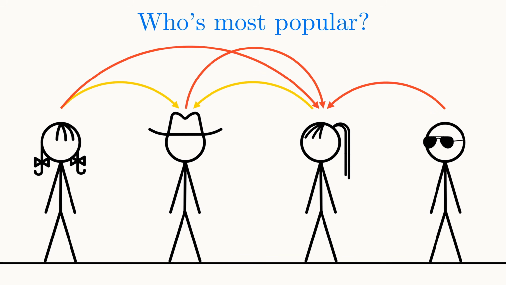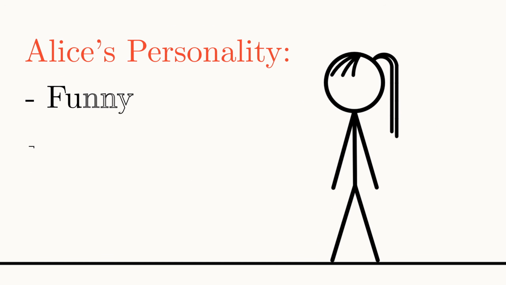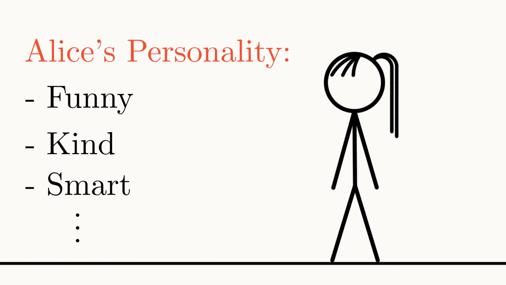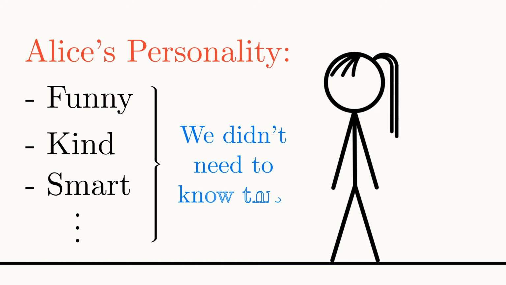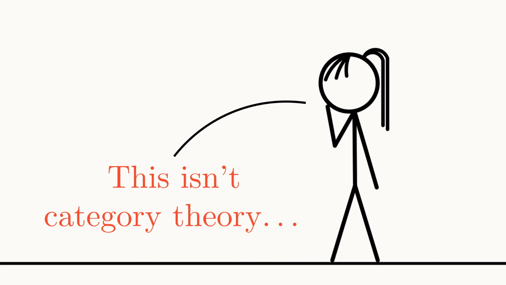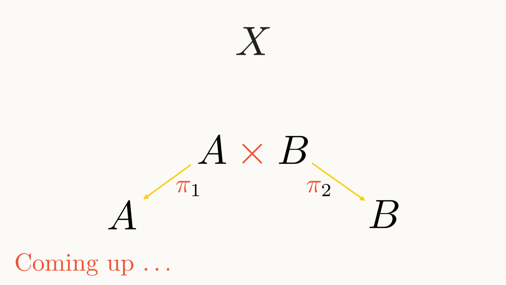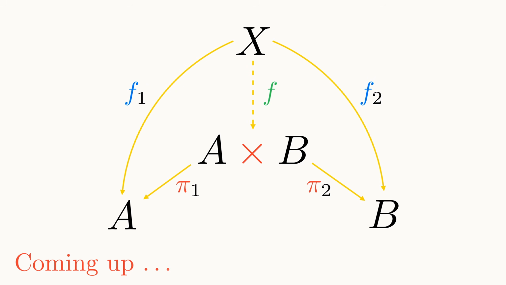Notice that everyone is friends with Alice, so it looks as though she's the most popular. We've managed to determine a specific property of Alice, her popularity, without inspecting Alice's personality at all. Don't worry, this is a video about category theory. We'll soon see that this way of defining properties, not by looking inside of an object, but rather by studying how it relates to other objects, is vital in our journey through category theory.